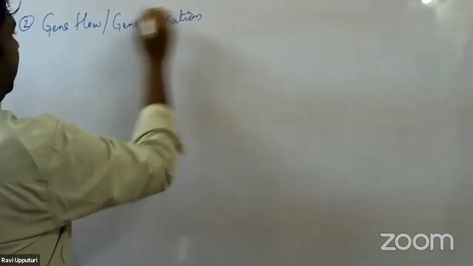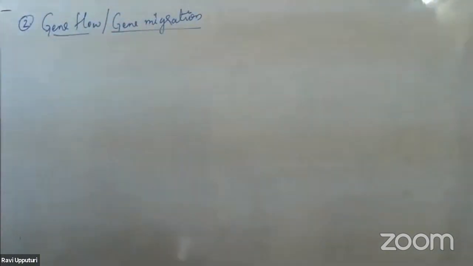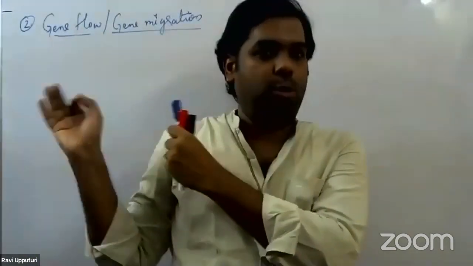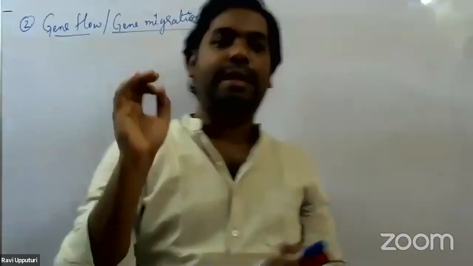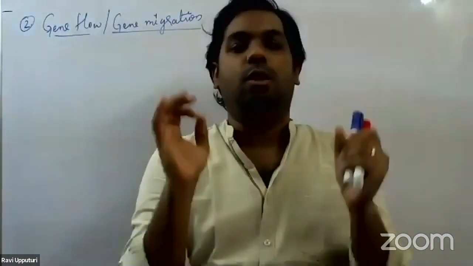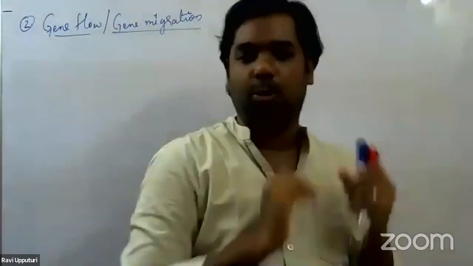I hope all are familiar with the terms flow as well as migration. So what does this mean, migration or flow? It is nothing but movement. So what happens in this sort of an evolutionary force is, the term gene flow could be defined as the movement of alleles from one population to another population, right?